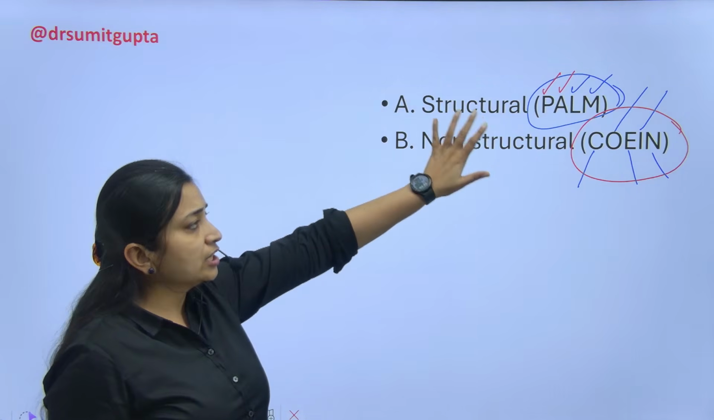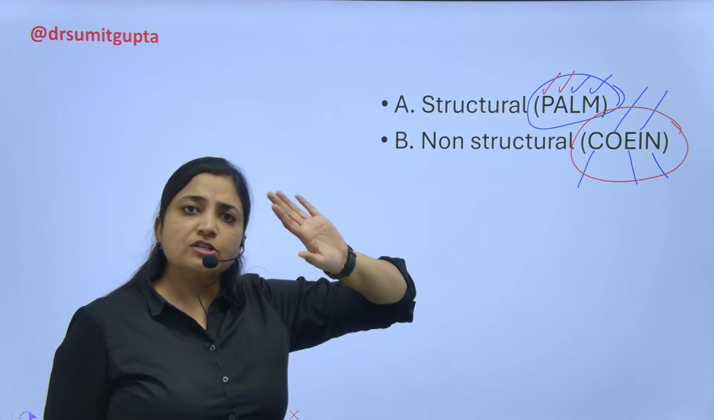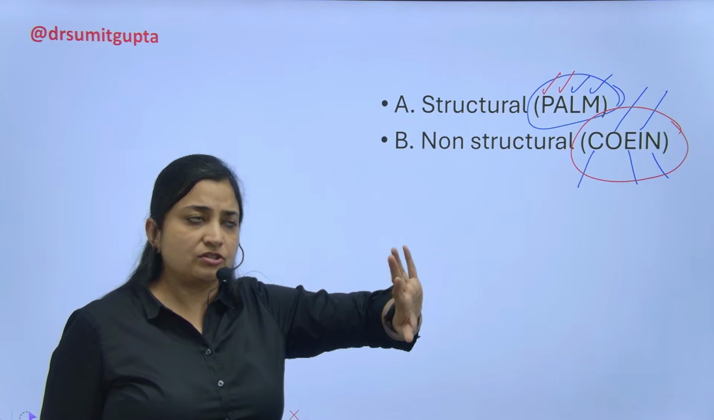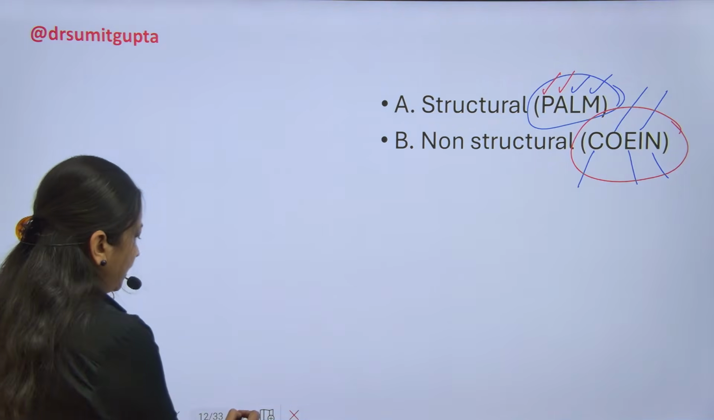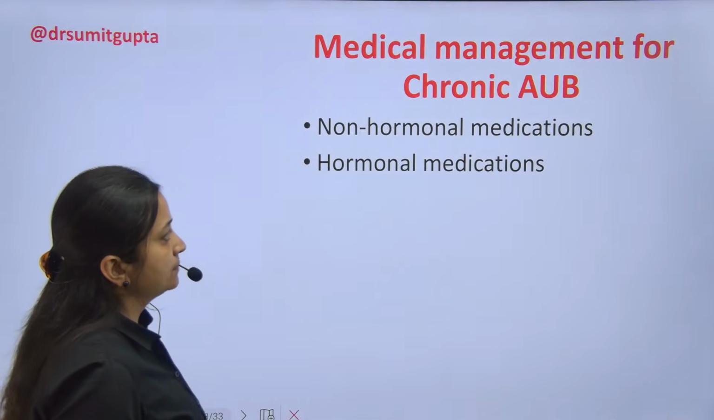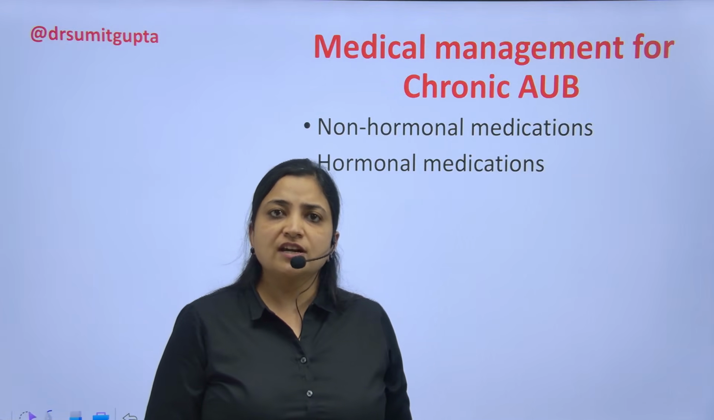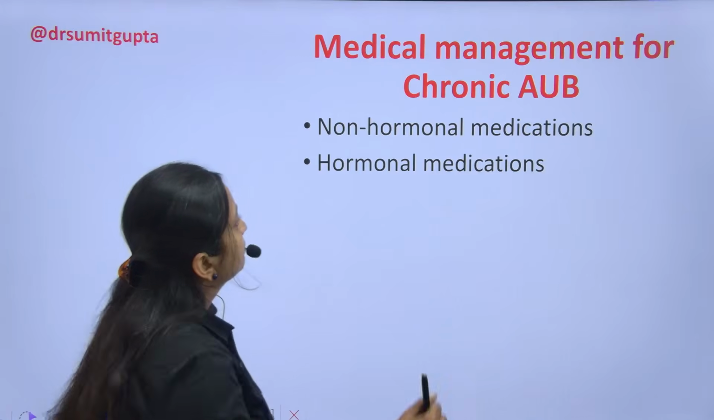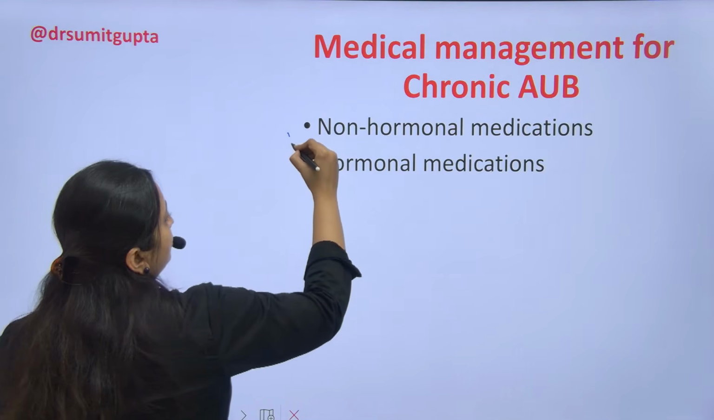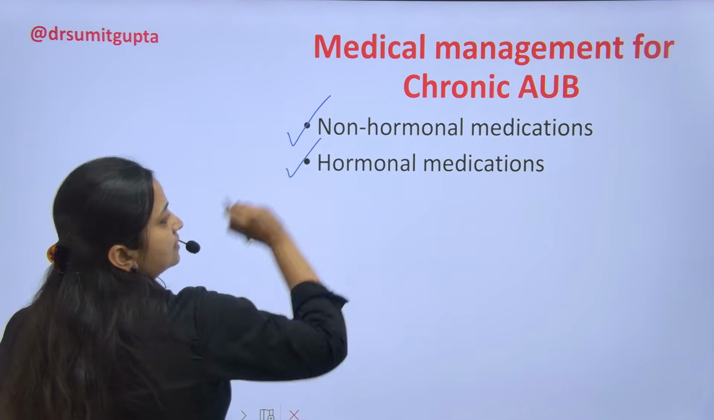So for structural AUB, you have to go for specific management for the specific pathology. In this lecture, I will be mainly talking about non-structural causes. Where there is no specific structural cause, we always start with the medical management. Medical management includes non-hormonal as well as hormonal.